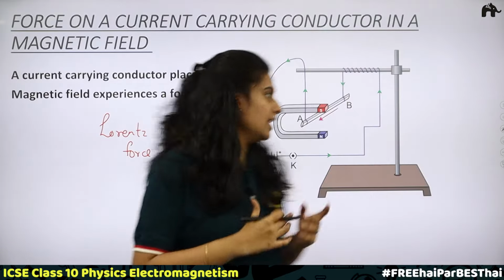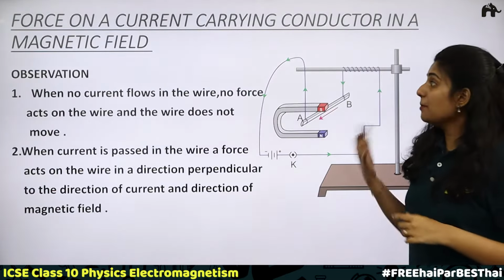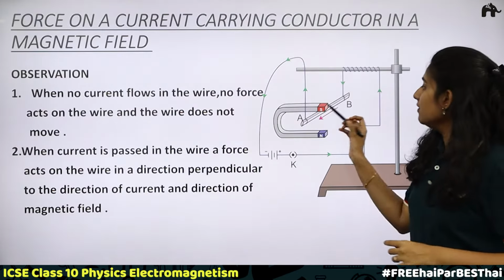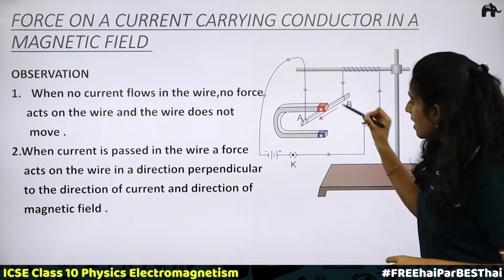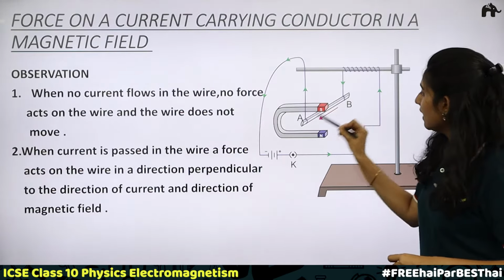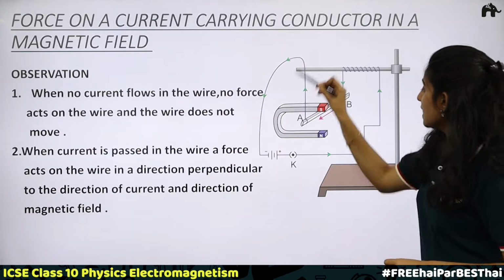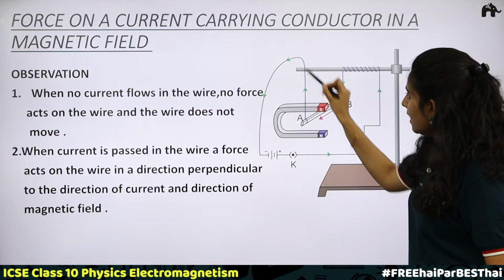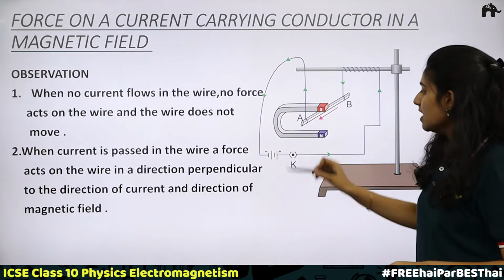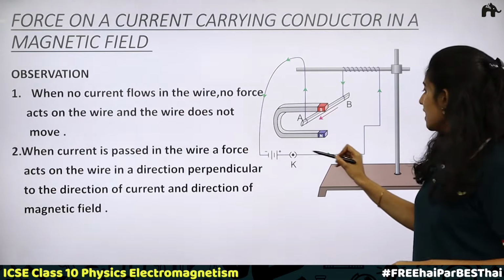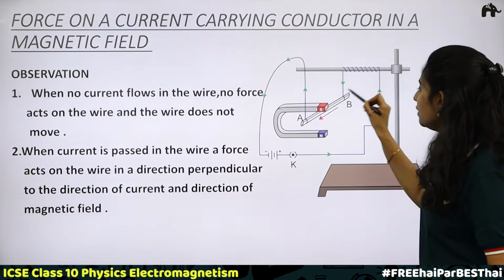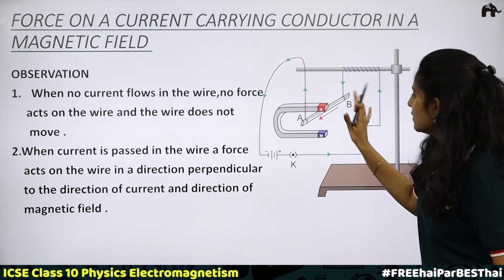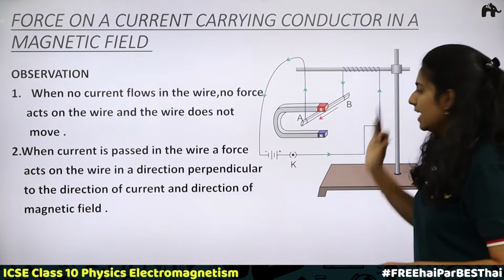We'll explain this experiment in detail. To understand the force on a current carrying conductor placed in a magnetic field, this is the experimental setup. Here we are using a horseshoe magnet. This is the south pole and this is your north pole. Then you have a conducting wire AB connected to a battery. From A, the wire is connected to the negative terminal of the battery. The positive terminal is connected to a key and the other end of the wire to B. So this is your experimental setup. The wire is freely suspended at points A and B.